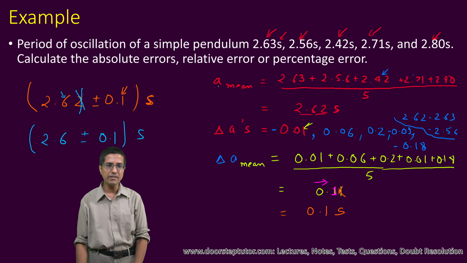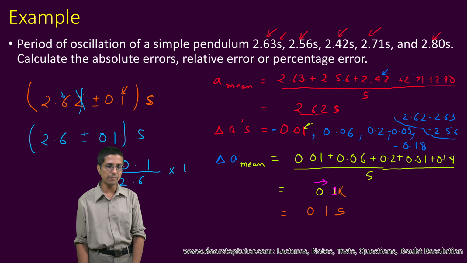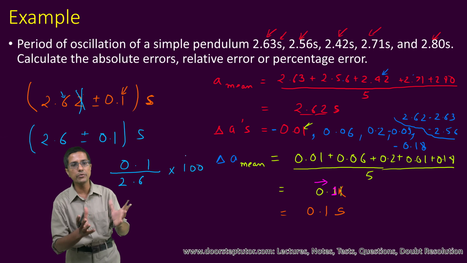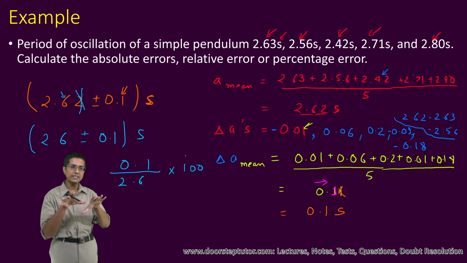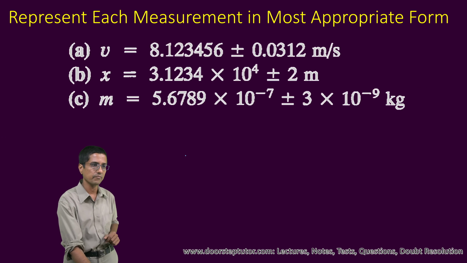Again, the same thing we can express as relative error also. How do I do that? I know my relative error would be 0.1 divided by 2.6. If I want to find out the percentage, I would multiply it by 100. Okay, and this you can do yourself. So this is very, very simple. We can find the absolute error, we can find the relative error, and we can find the percentage error as well.